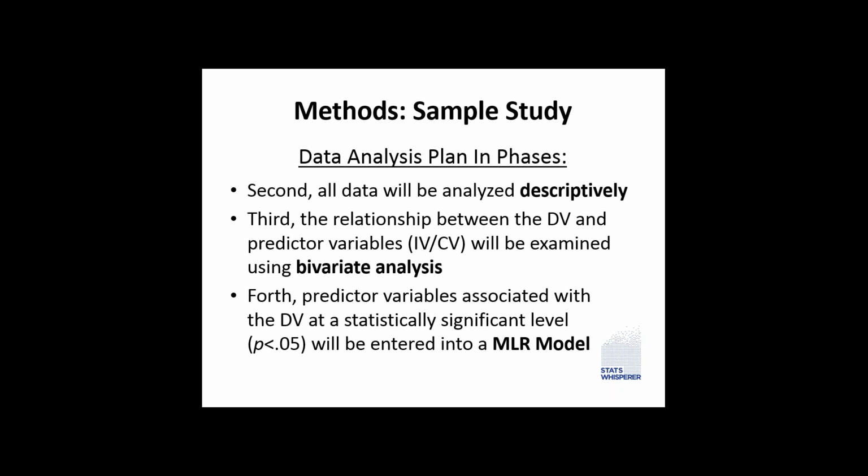So fourth, the predictor variables associated with the dependent variable at a statistically significant level, p is less than 0.05, are going to be entered together in a multiple linear regression model, right, which will indicate which is the strongest predictor of class attendance.